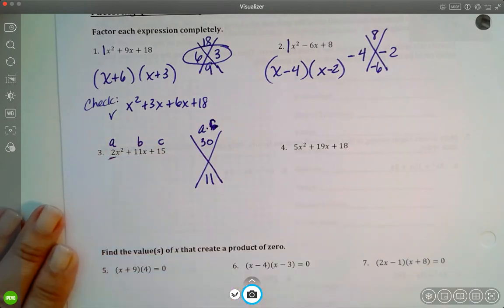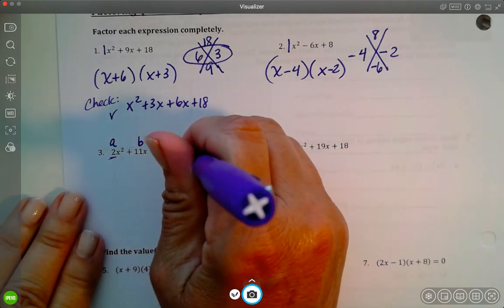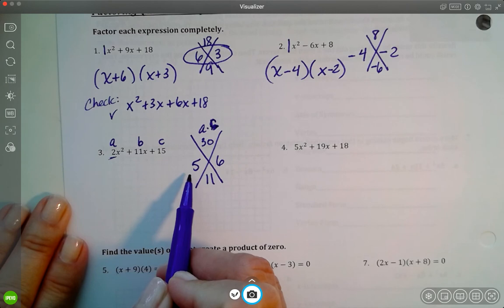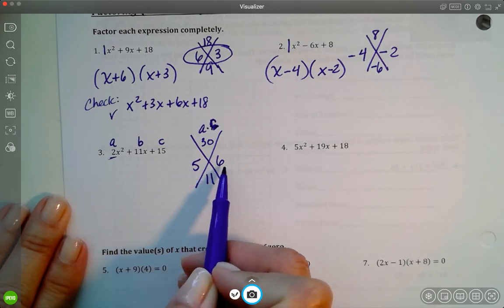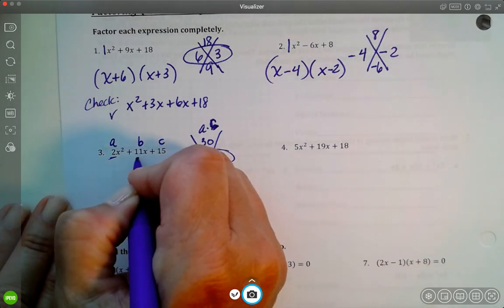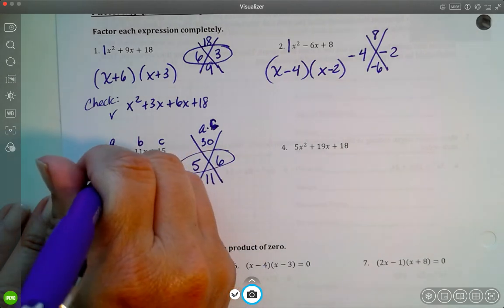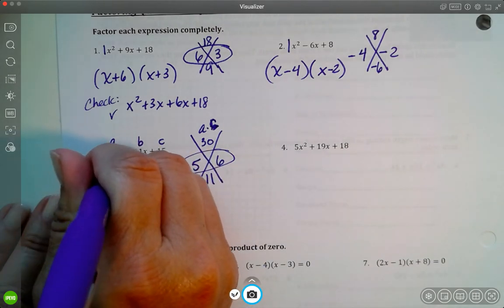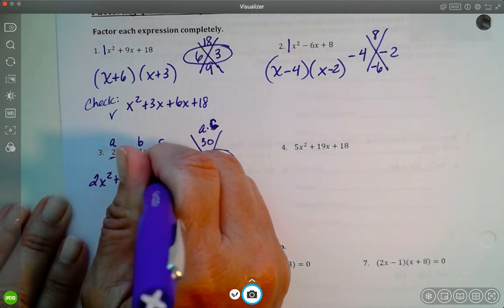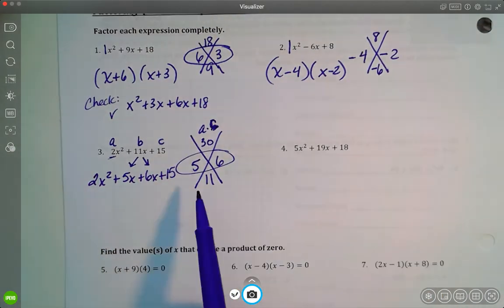So I need numbers that multiply to 30 and add to 11. That would be 5 and 6. I can't just put x plus 5 times x plus 6 as the factored form. What this 5 and 6 actually does is it splits the middle term up into 2 terms so that I can do grouping. So I'm going to write 2x squared plus, and instead of 11x, I'm going to write 5x plus 6x plus 15. That's all I need those middle numbers for, is to split that up.